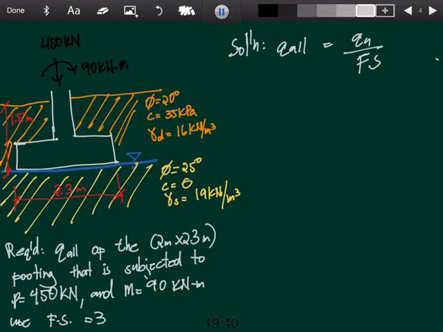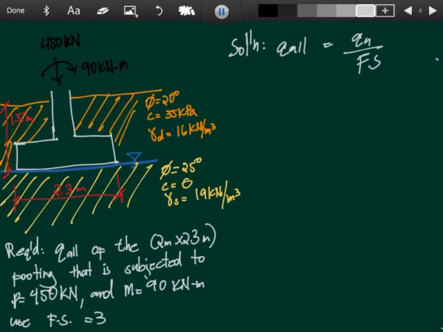Eccentric loading siya dahil sa moment load. So, ang gagawin natin, first, we are going to get the effective area. Ang gagawin natin din is, we are going to get QU. So, sa substitute natin, QU over 3, that will be the required, that is Q allowable.